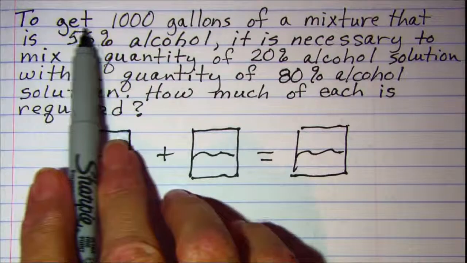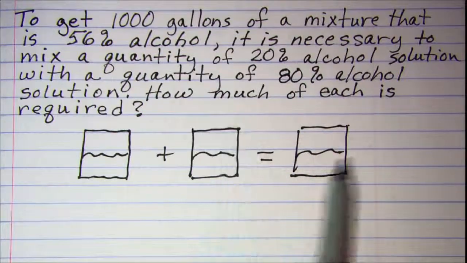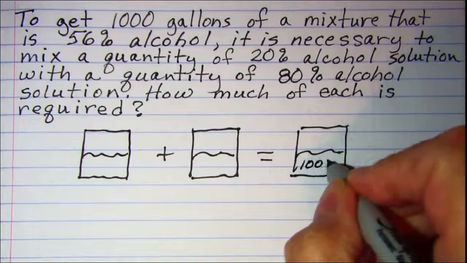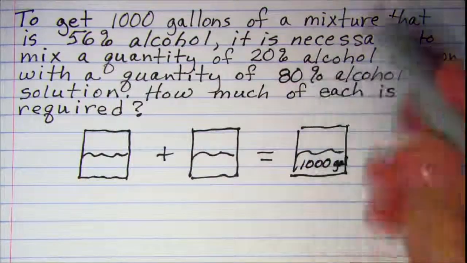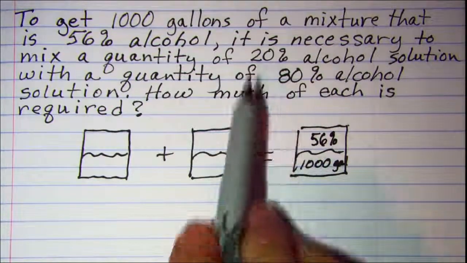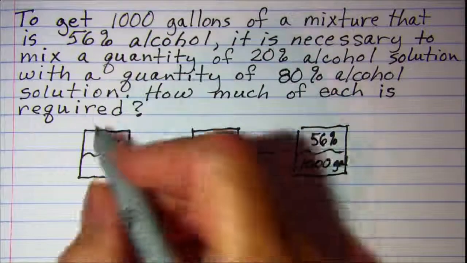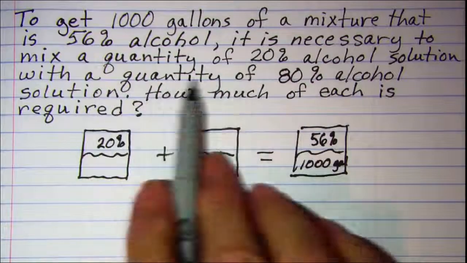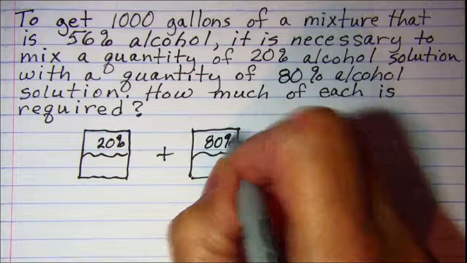My first sentence says to get 1,000 gallons of a mixture that is 56% alcohol. So my final solution, which is right here, I have 1,000 gallons and it's 56% alcohol. I'm mixing a quantity of 20% alcohol. So this one is 20% alcohol with a quantity of 80% alcohol. So this one will be the 80% alcohol.